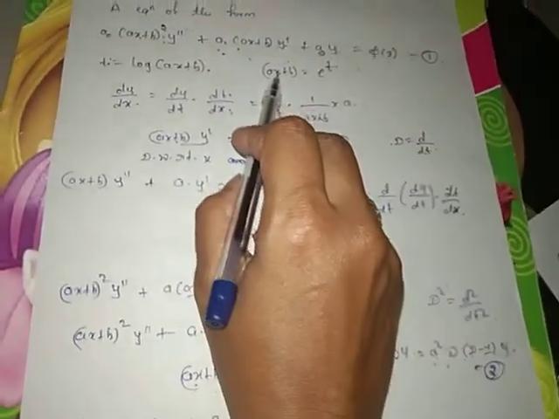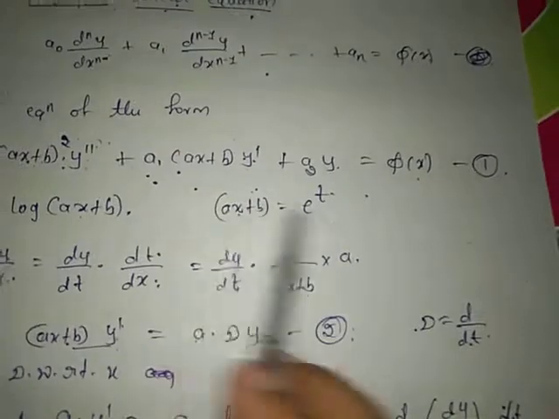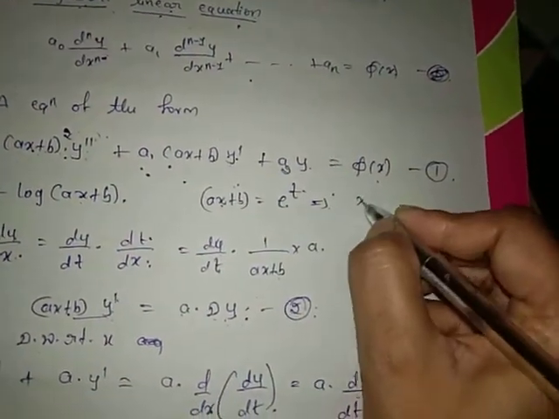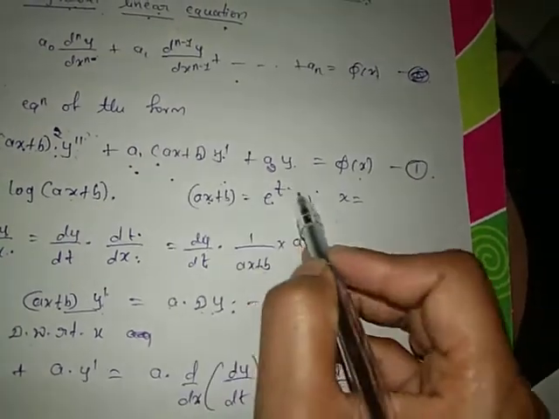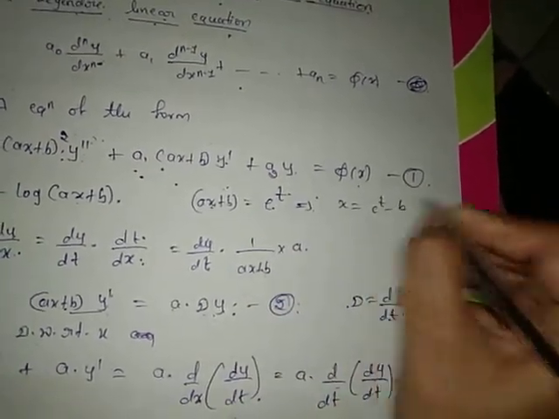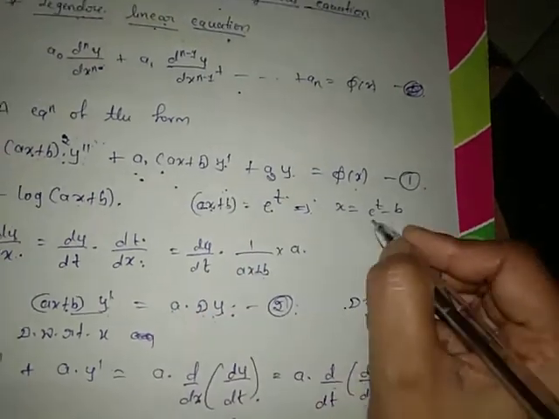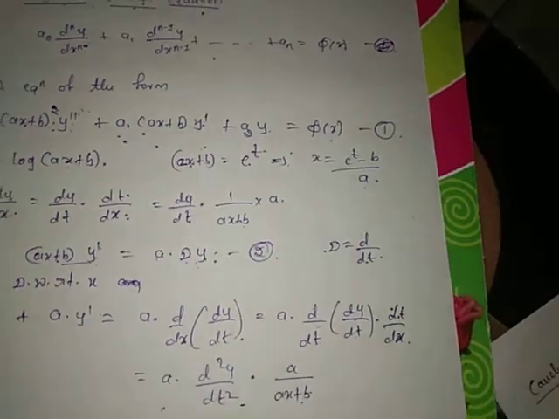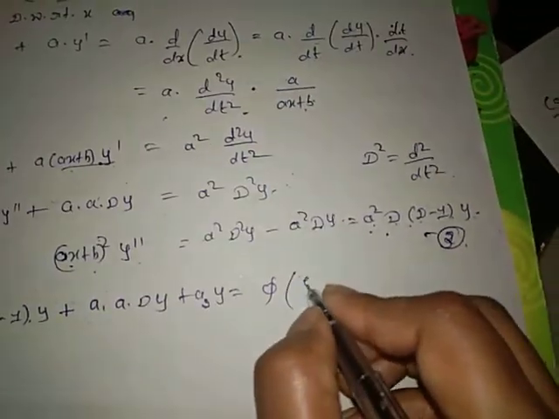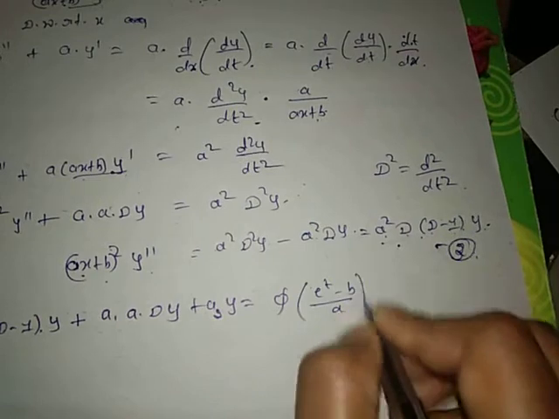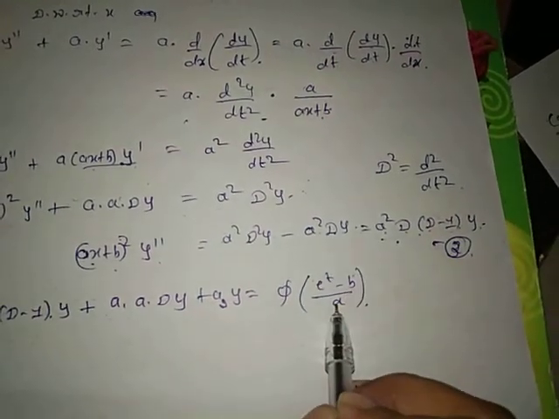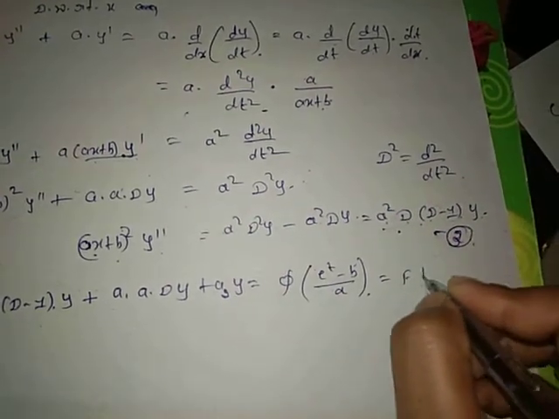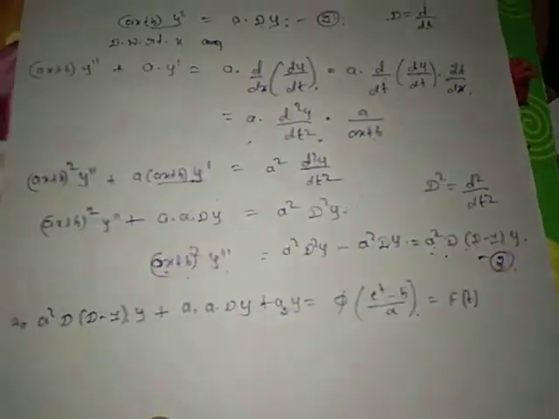Here we take a substitution, ax plus b equals e raised to t. That implies x is equal to, send b onto the RHS first, then send a onto the RHS, x equal to e raised to t minus b by a. That is also taken as the substitution here. B and a are constants. This is a function of the variable t. So in general we take it as a function of variable t.